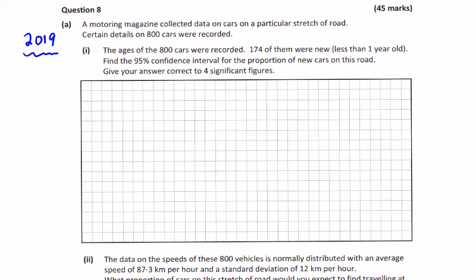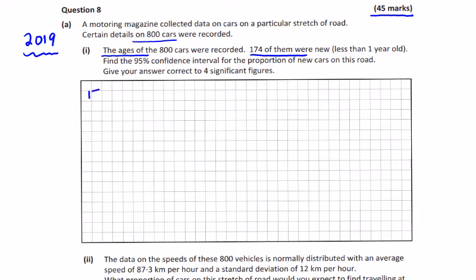2019 question 8, statistics, 45 marker. To go with 2 probability questions, given 95 out of 300, about a third of the exam. A motoring magazine collected data on cars on a particular stretch of road. Certain details on 800 cars were recorded. The ages of 800 cars were recorded, and 174 of them were new.